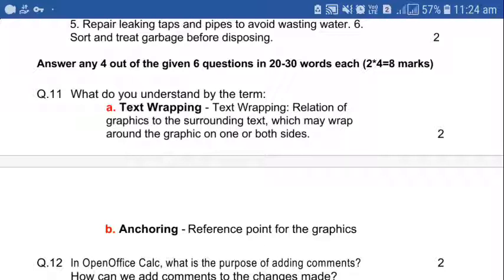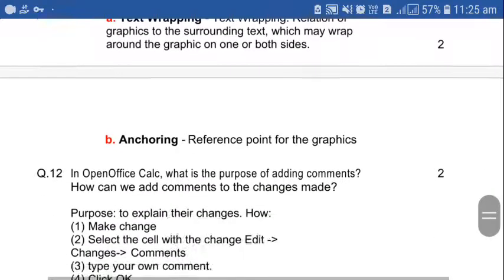So how can you do it? Whenever you place the picture in the middle of the paragraph, you can see that the picture is surrounded by the text. So this is called text wrapping. So the text wrapping option is available. Number 2 is anchoring. The reference point for the graphics is called anchoring.